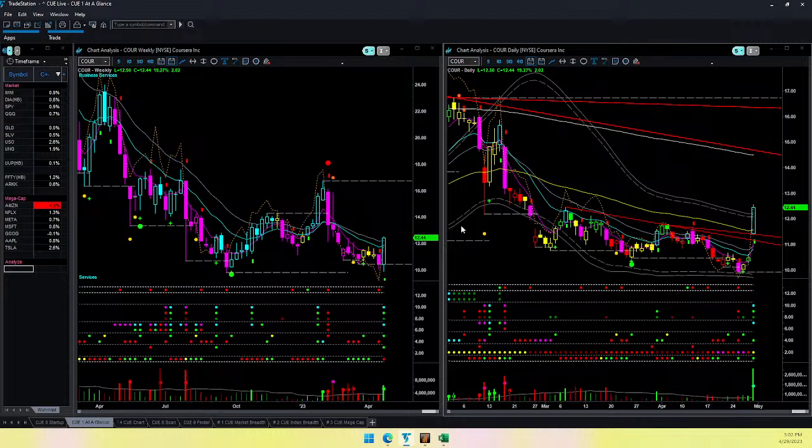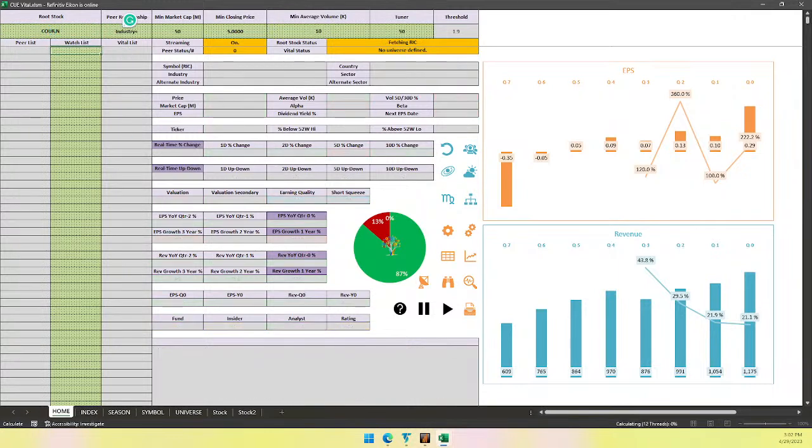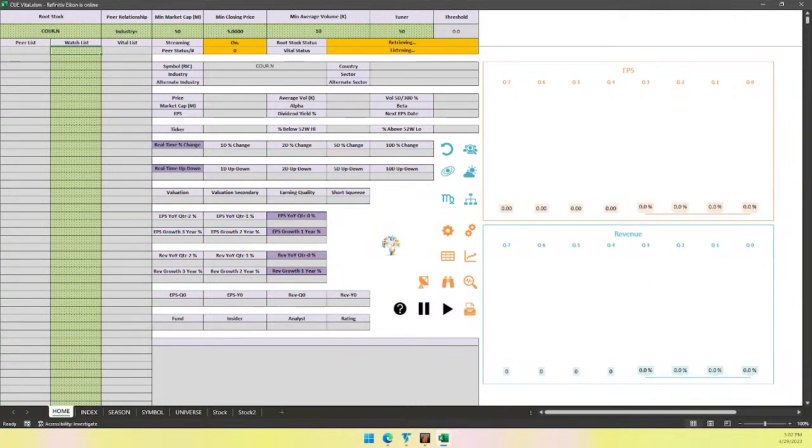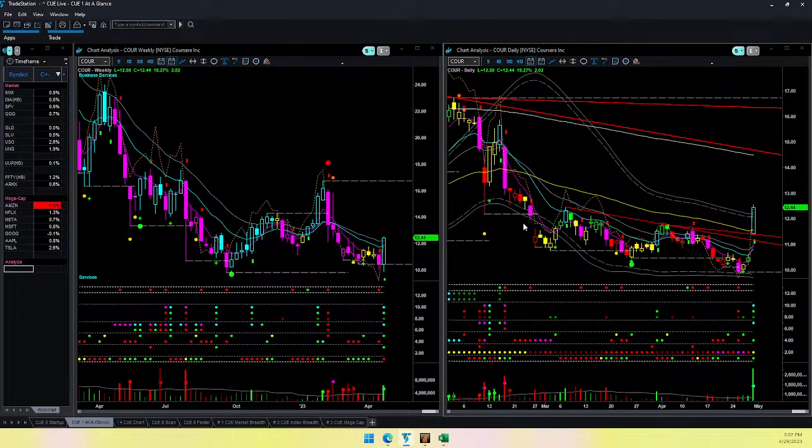First is COUR. All of them are also fundamentally strong in terms of Q scorecard. I already checked that. I prepared well this week. COUR. I'll come back to the scorecard. Let it calculate the scorecard. Let's look at the weekly daily charts.